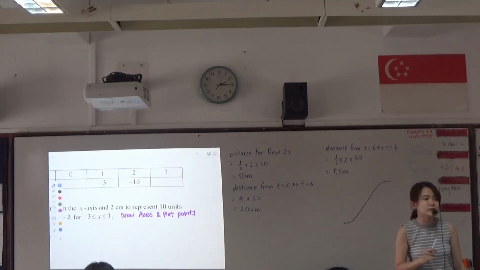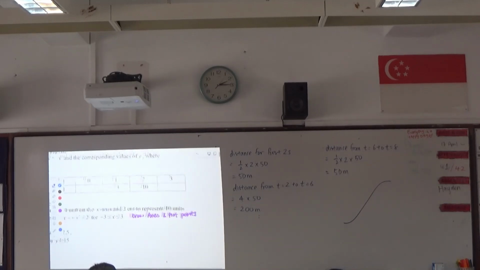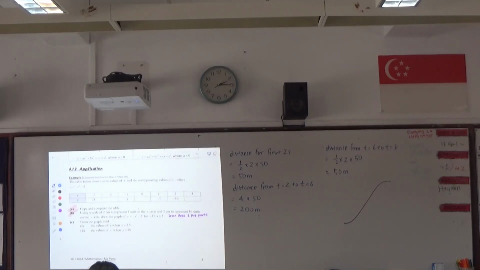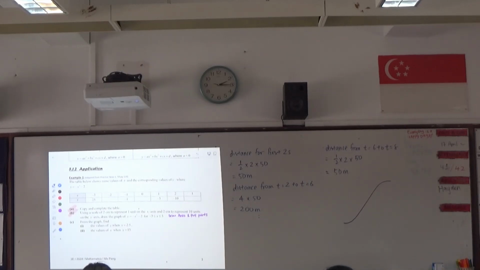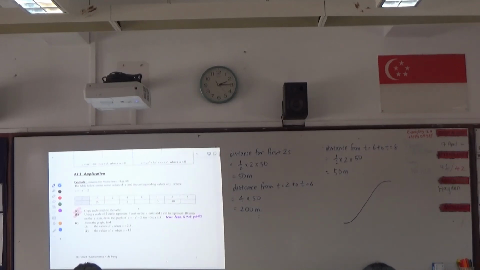Example 1, 2, and 3 of your worksheet, page 1. I just need you to draw the axis and plot points. It shouldn't be too challenging. On the graph paper, yes, not on this worksheet. I don't know how you want to draw it on this worksheet.